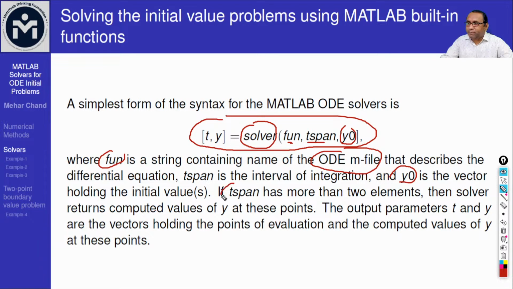If tspan has more than 2 elements, then the solver returns the computed value of y at these points. When we are given one point, we use it for the initial value, and the solver will return the value of the y function at the other points. So the output parameters t and y are the vectors holding the points of evaluation and the computed values of y at these points.